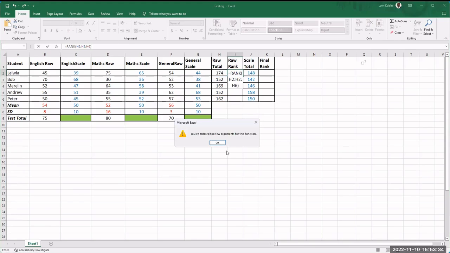Press enter. Something is wrong with the formula. H2. No, it cannot be H2 again.